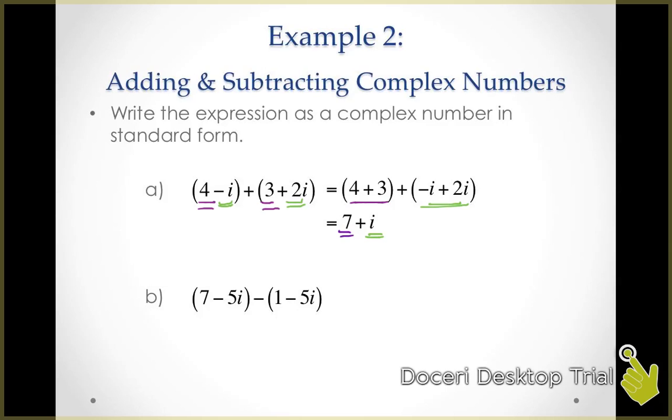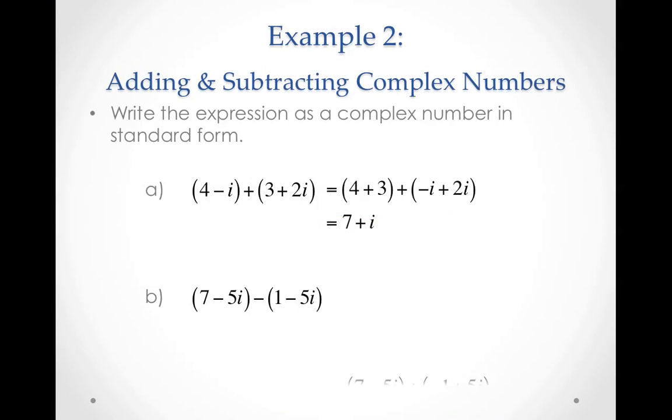So this answer right here is in standard form because it has that a plus bi form to it. So it's really very simple to add and subtract complex numbers. We combine the real parts together, we combine the imaginary parts together, and we end up with an answer that's already in standard form.